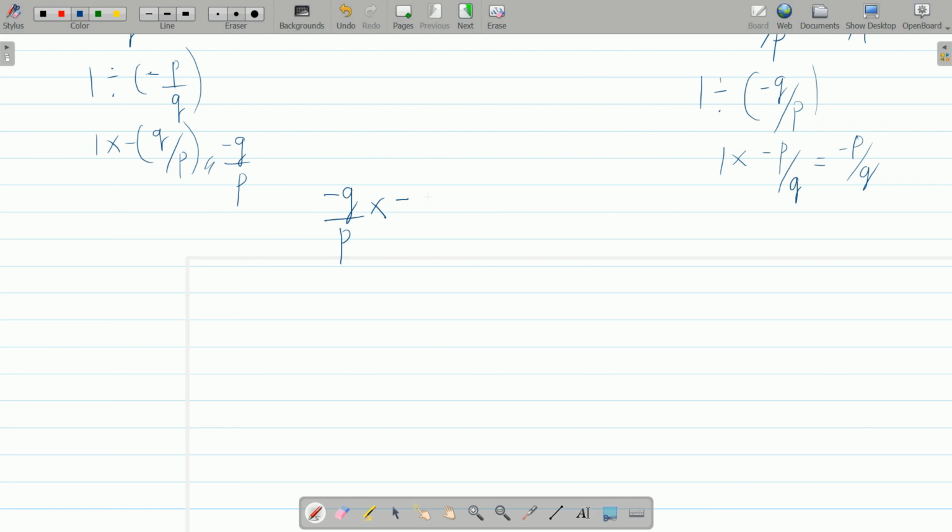Finally, we have minus q over p times minus p over q. q can cancel q while p can also cancel p. Finally, we're left with plus 1 since minus 1 times minus 1 is positive 1.